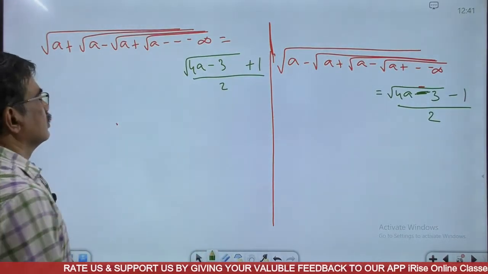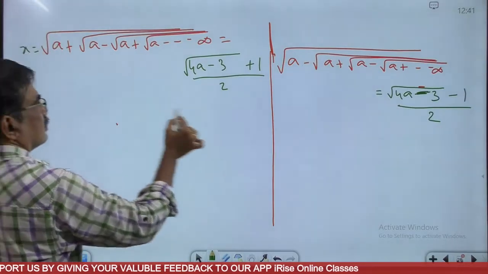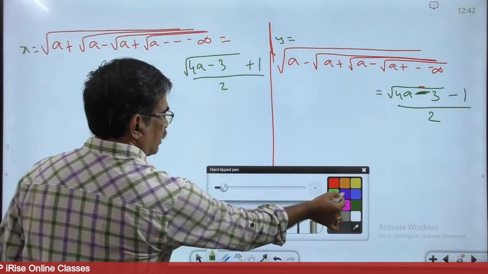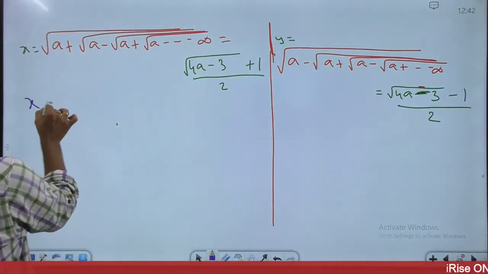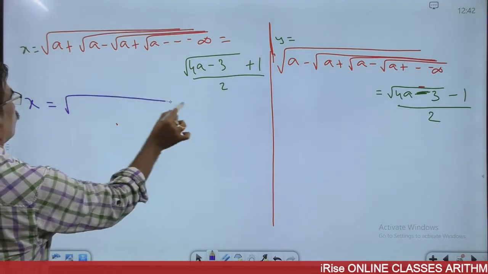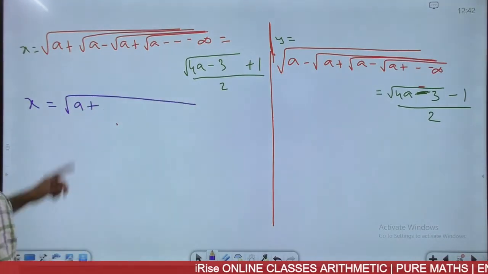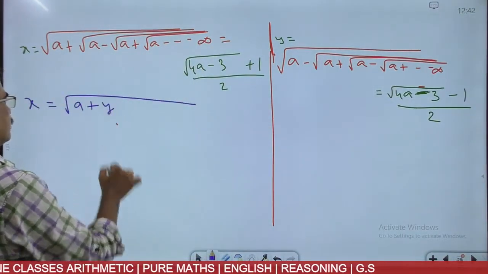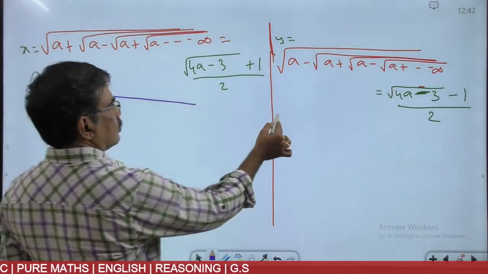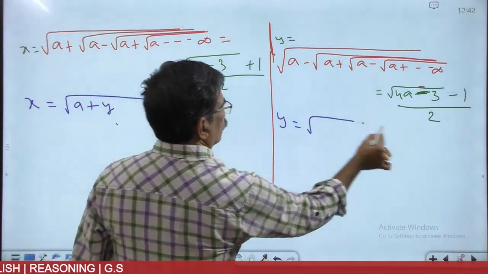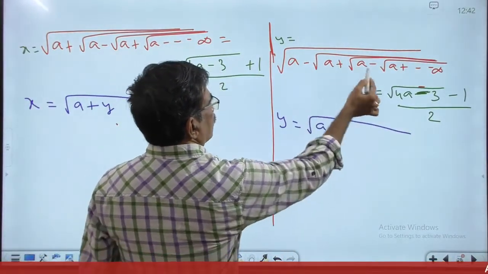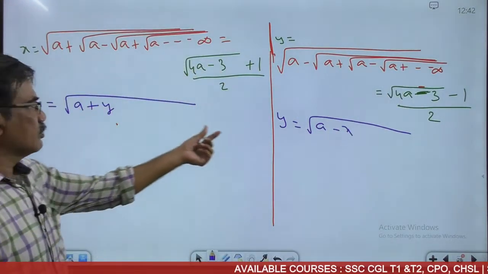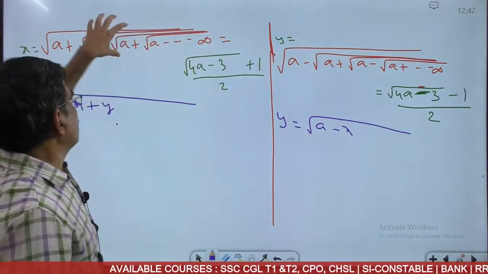I want to consider this as x, let this be y. Then what do we get here? x is equal to root of a plus, from this onwards this is the same as y, so y. Similarly, y is equal to root of a minus, from this onwards this is the same as x. So x is equal to root of a plus y and y is equal to root of a minus x, if this is x and this is y.